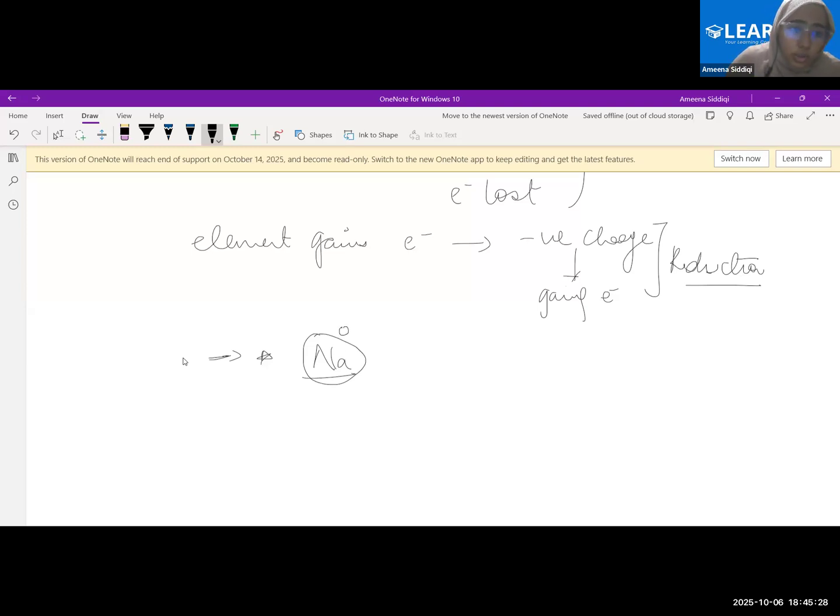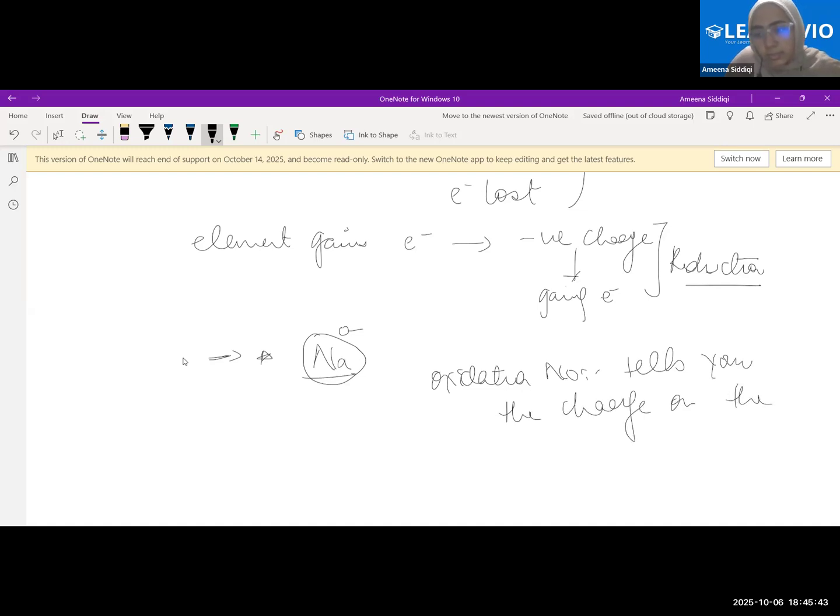What is oxidation state or number? It is nothing but that which tells you the charge on the element in the compound. Example, I'll explain this, don't worry. In the compound. Example.